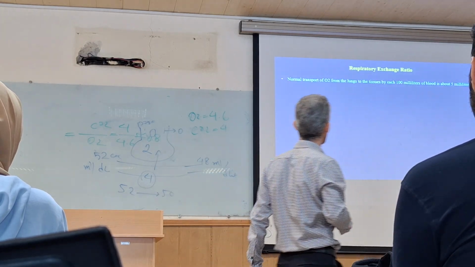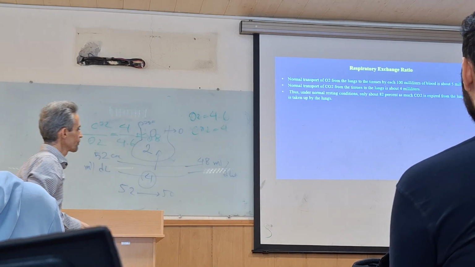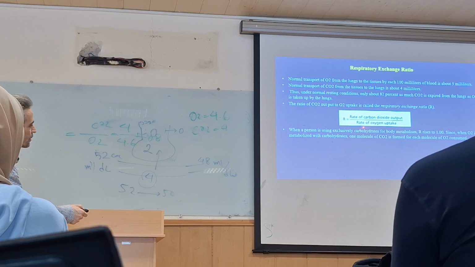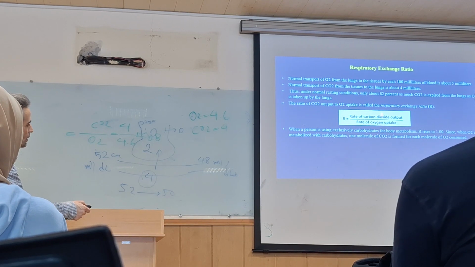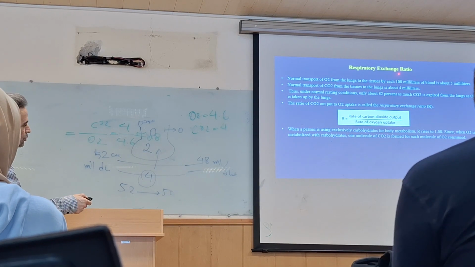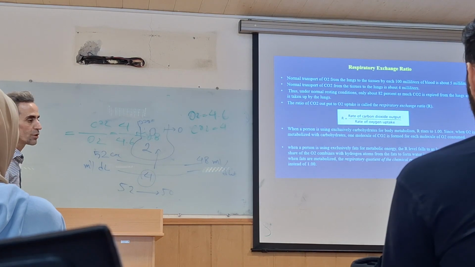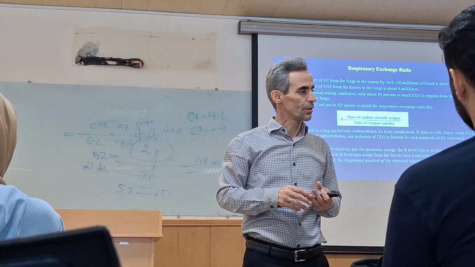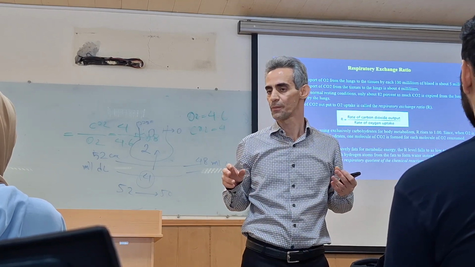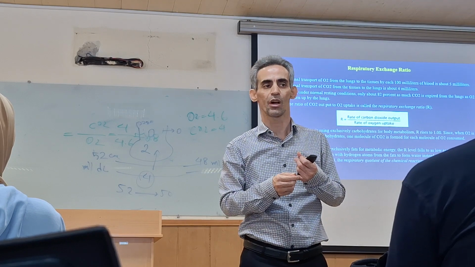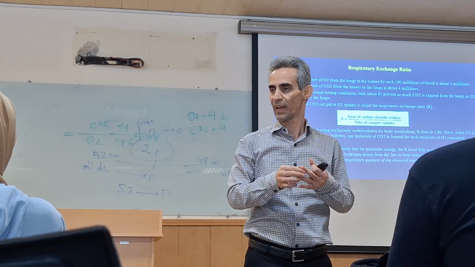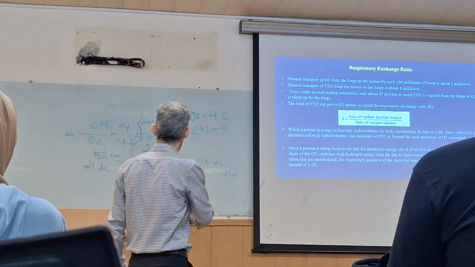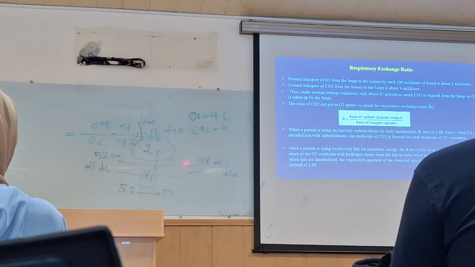But this ratio depends on the diet. Means that the rate of carbon dioxide removal and rate of oxygen uptake, the respiratory exchange ratio, depends on the diet. In a normal diet we have different types of material, for example, carbohydrates, proteins, fats. In this normal diet, the ratio is about 0.8.